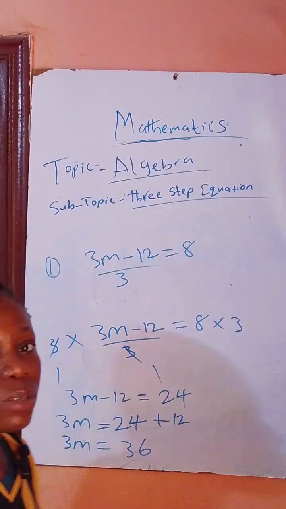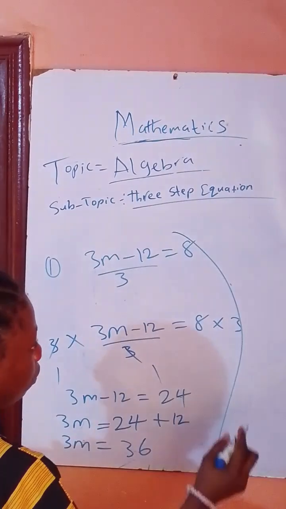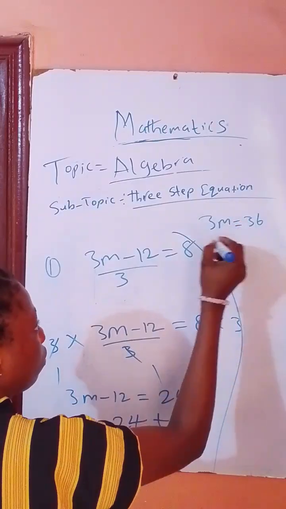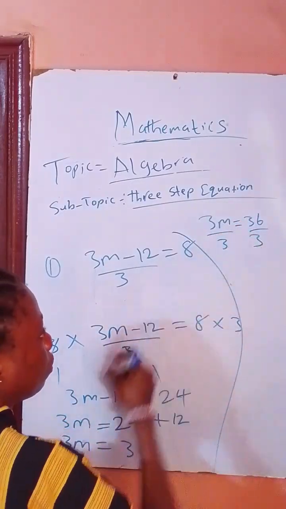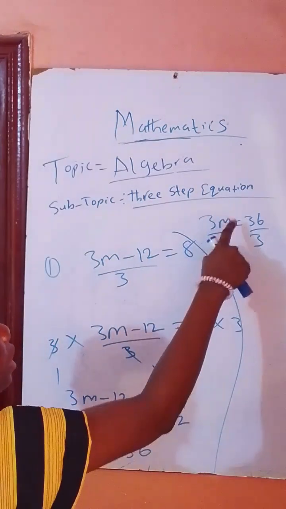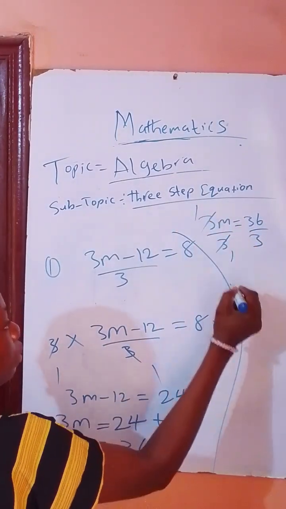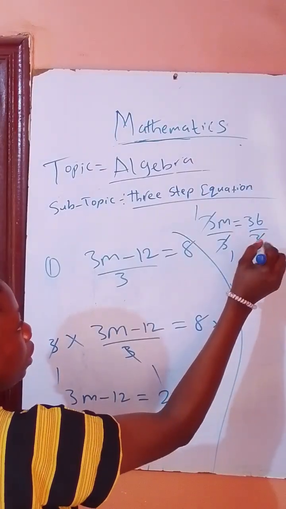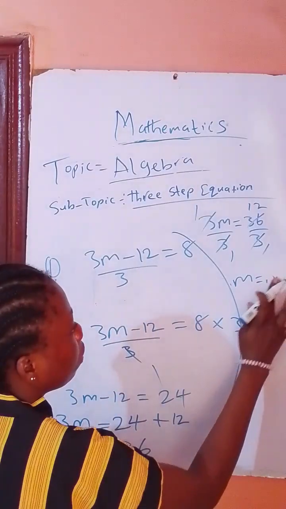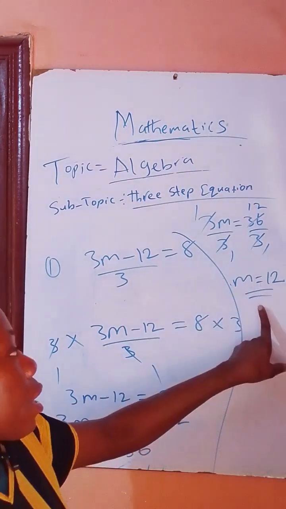We have 3m equals 36. The next thing we are going to do is to divide both sides by 3. 3m over 3 equals 36 over 3. 3 here 1, 3 here 1. m equals 3 in 36, which is 12. That means our m is 12.